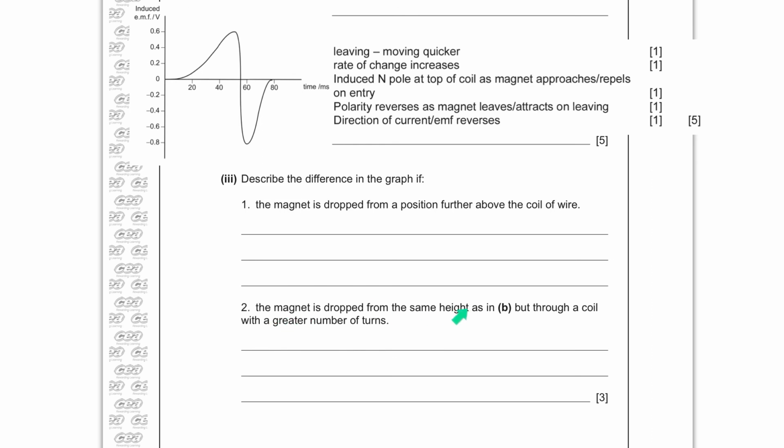And then if you drop it from the same height but with a greater number of turns, then the time scale of all this will stay the same. It's just the sizes of the peaks that will change. So in the first case, both the time scale and the sizes will change. In this one, just the sizes of the peaks, the magnitudes of the peaks.